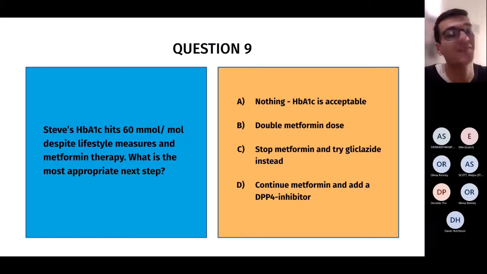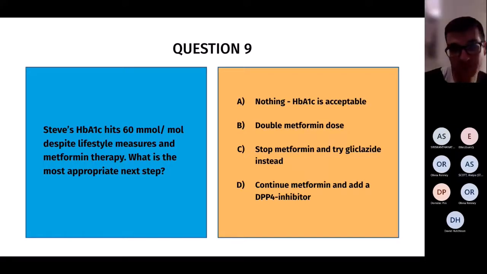But if it doesn't work well, what do we do? Steve's HbA1c has hit 60 despite lifestyle measures and metformin therapy. He's really been trying his best, poor guy. What's the most appropriate next step? What do we do when metformin just doesn't cut the mustard? Maybe D. Ooh, I was going to say B. You're going to say B. That is also a decent idea.